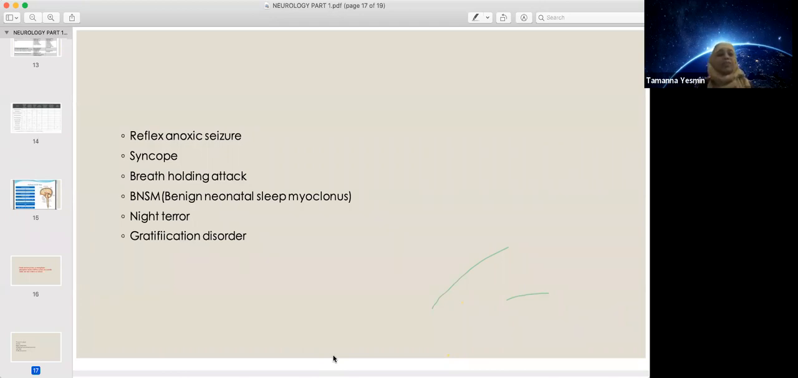Now, what is gratification disorder? It is actually infant masturbation. Okay, it is abnormal, involuntary. The child cannot resist. There is some tonic contraction movement of the genitalia. The treatment is prevention. I mean, don't let the child, like, divert the child's mind. Even in the reflex anoxic or breath holding, you will divert the child's mind. Okay, diversion. This is the only treatment for this gratification disorder.